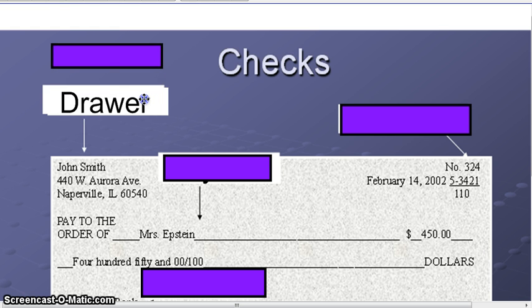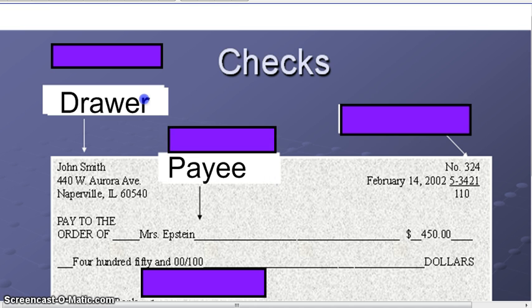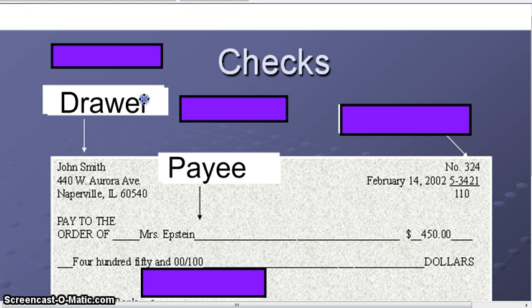That is what we call the drawer. Okay, shifting over to the right a little bit where it states paid to the order of Mrs. Epstein. The person who is receiving that check and who can act on that check is the payee. If you remember from section 1 notes, we discussed that, so that should be somewhat of a review.